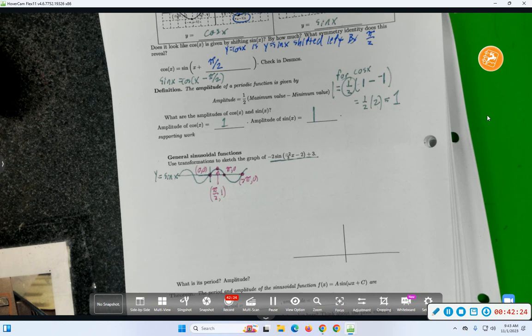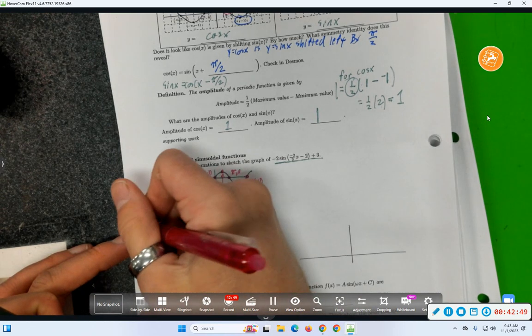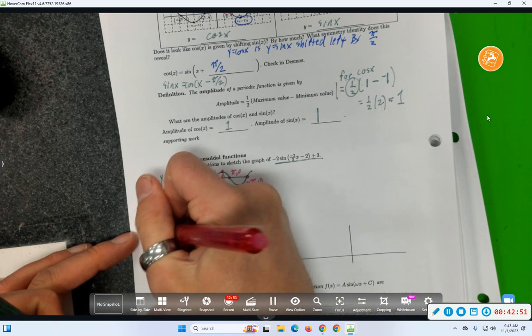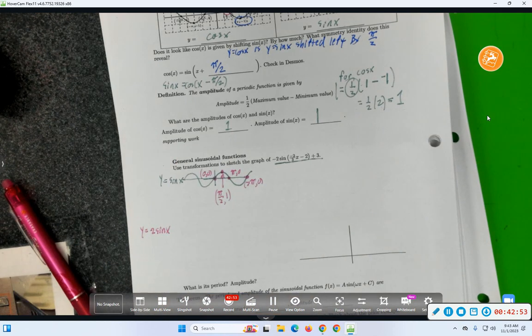Yeah, I guess like opposite what you would expect from order of operations. You walk from the outside in. So first you deal with this one. What does that do to the graph? So it multiplies all the y values by negative 2. So it'll flip it and then stretch it. So y equals negative 2 sine x.